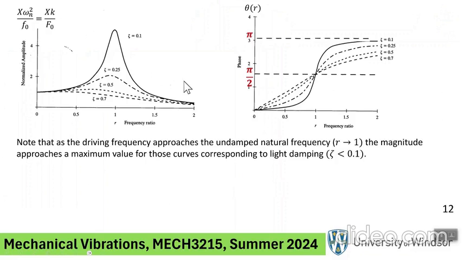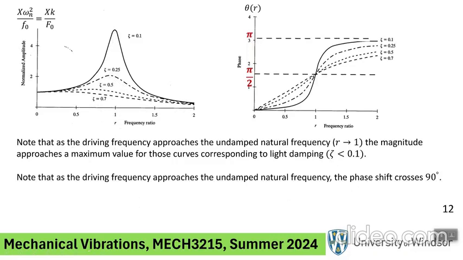So this is drawn here. Let's make some observations. I think these are useful, and it's repeating what I told you. As the driving force approaches the undamped natural frequency right here, the magnitude approaches a maximum value. The maximum value is not quite at R equal to 1, but you can see that there is a peak here. But that peak does not exist if damping is too high. You can see that for high values of damping ratio, there is no peak. So that's the statement.